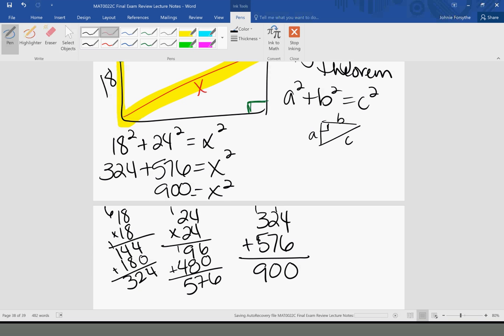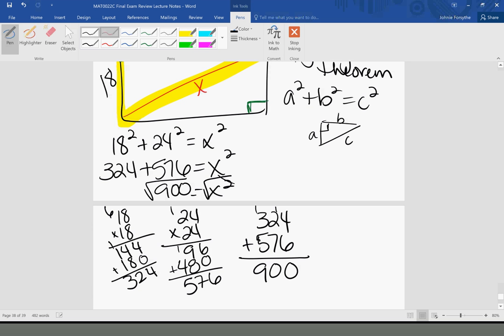I think my computer is freezing. Yep. It's about to come back. Come on back. There we go. We want to take the square root. Oh my gosh, come on, we're almost done.